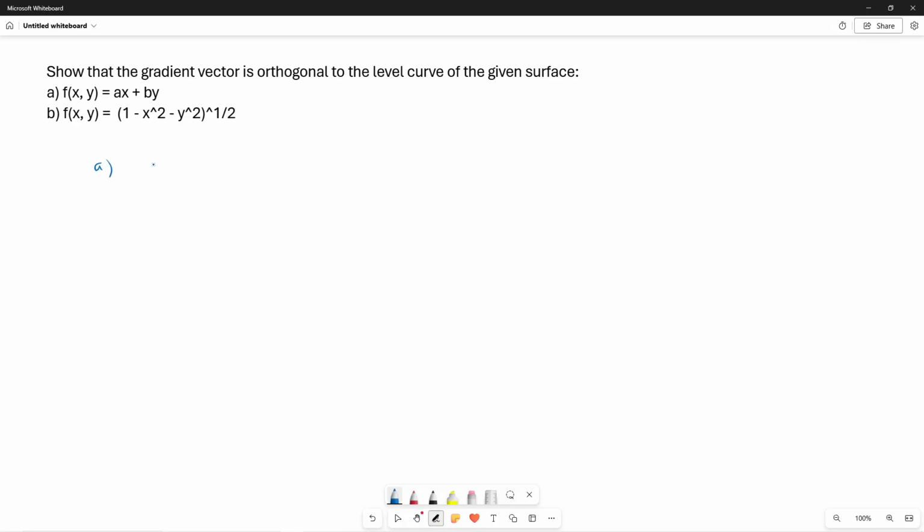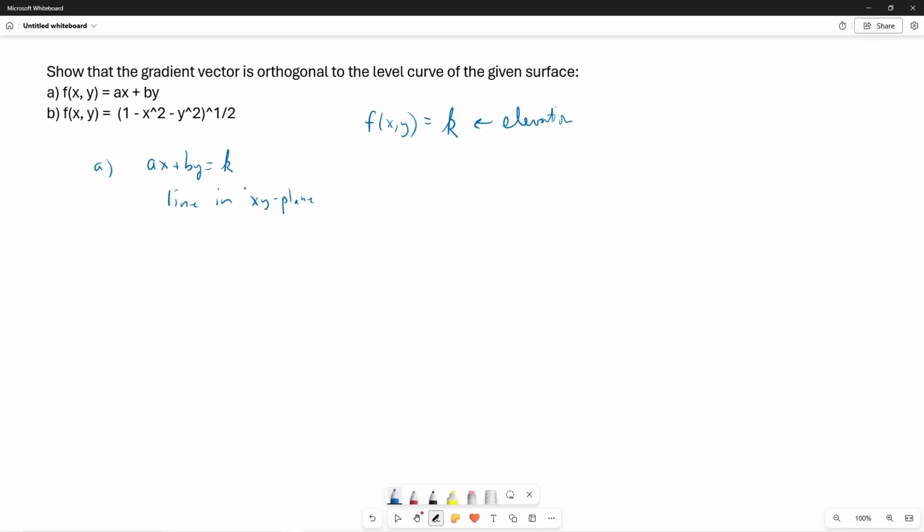a level curve will look like ax plus by is equal to k for some number k. Recall that a level curve for a surface is a curve of the form f of x, y is equal to k. So k is like the elevation of the surface. So ax plus by is equal to k for some constant k. And this is in the xy plane. This is a line in the xy plane.